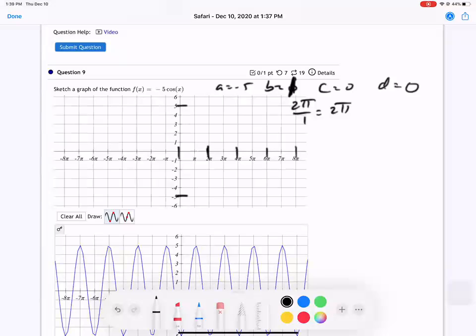Now here's the thing about cosine. Cosine normally starts on top, right? This is how the graph should have looked. Because it's negative 5, we are just going to start on the bottom and then cross over to the top and then come back down. The graph goes up and down. All done in one cycle of 2 pi.